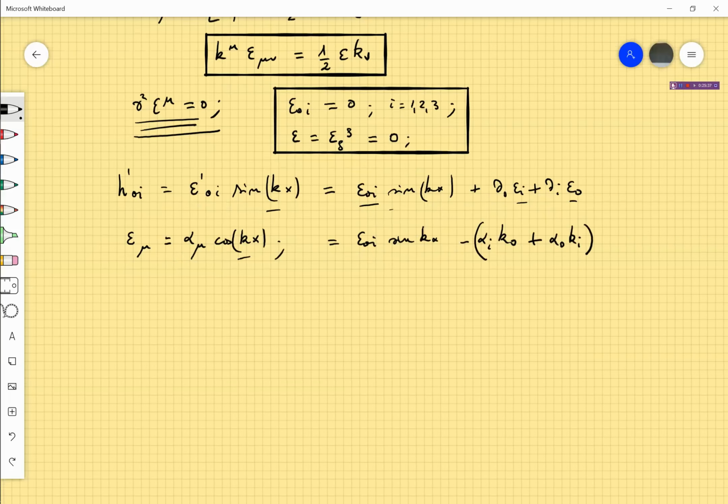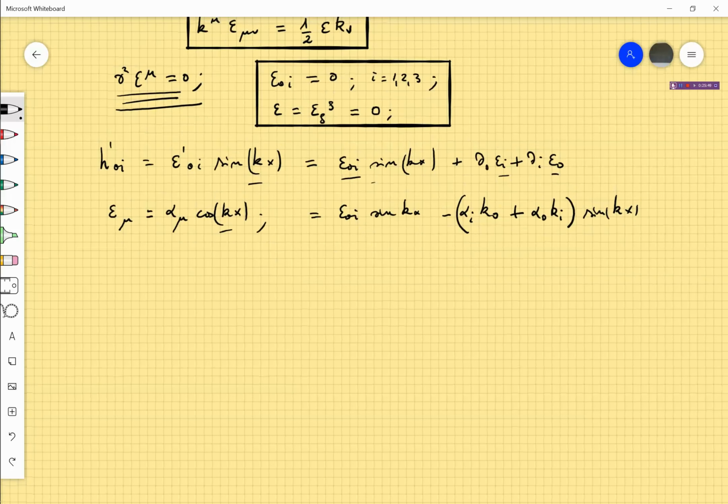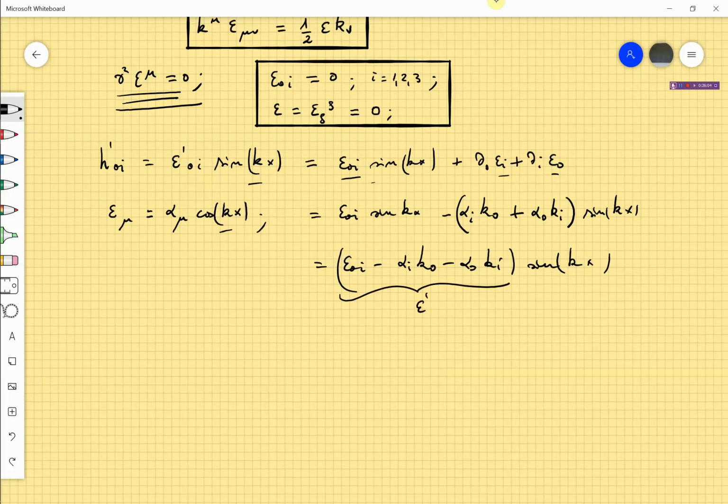Okay, and this times sine kx. This is what we find after taking the derivative of the cosine, and this minus sign I have already taken into account. So what you find is epsilon 0 i minus alpha i k0 minus alpha 0 ki, times sine kx. It is clear that this is epsilon prime 0 i, and we are going to set this equal to 0, which is a condition on alpha i and alpha 0.